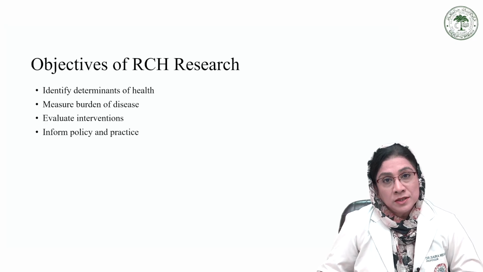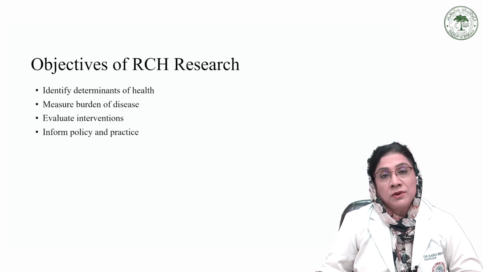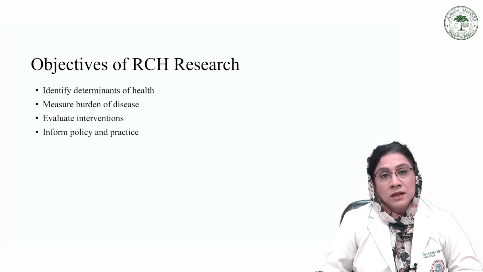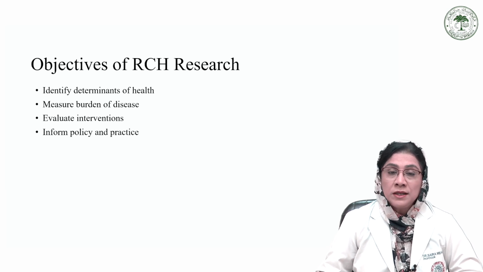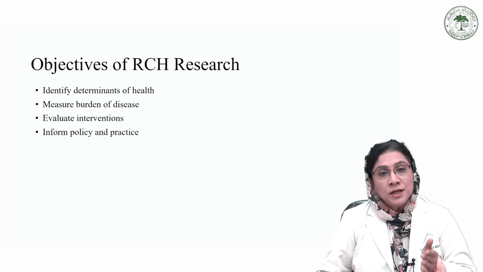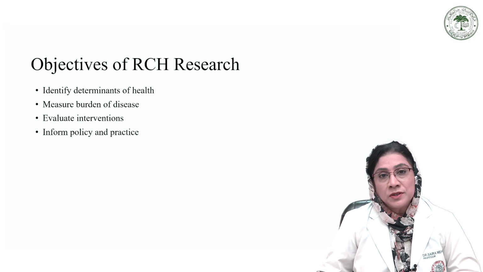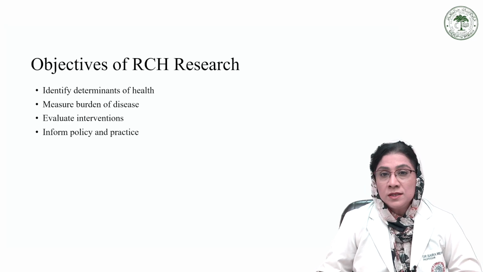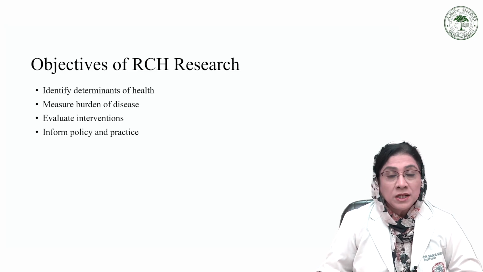The objectives of research in RCH are multifaceted. First, it seeks to identify determinants of health, such as socioeconomic status, gender roles, or environmental exposures. Second, it measures the burden of disease, including maternal deaths, infant mortality, and child malnutrition. Third, it evaluates the effectiveness of interventions like conditional cash transfers or immunization campaigns. Finally, research informs policies and practices, ensuring that national and global strategies are rooted in evidence.